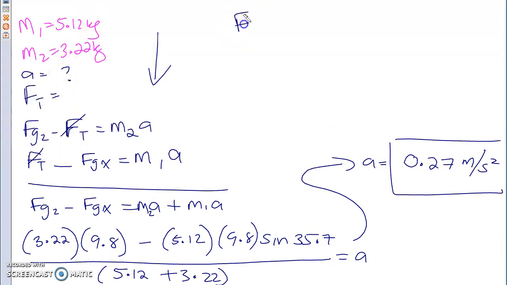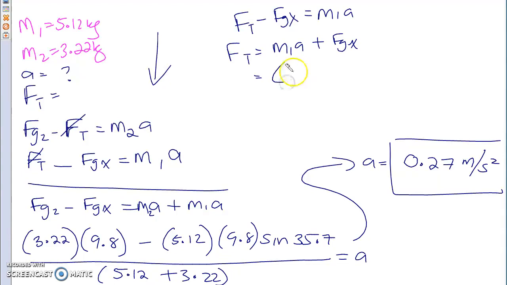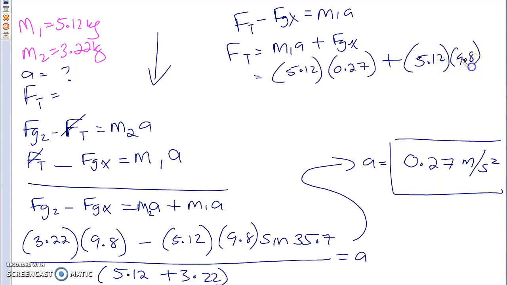Okay, so Ft minus Fgx equals mass 1 times acceleration. So your Ft equals mass 1 times acceleration plus Fgx. Okay, mass 1 was 5.12 times 0.27, plus this one right here was again 5.12 times 9.8 times the sine of 35.7. And what do you get for your tension?